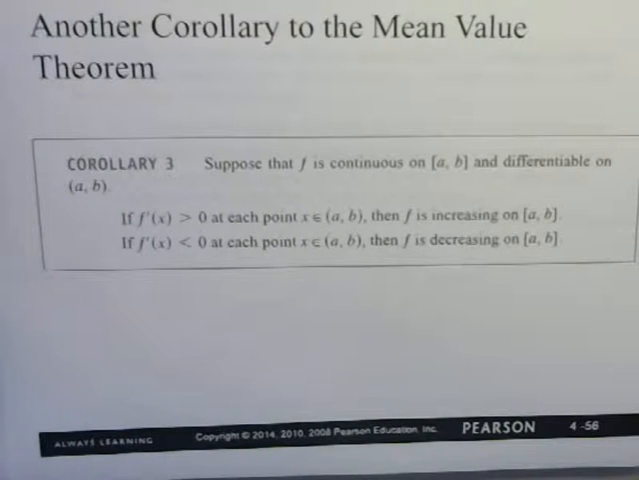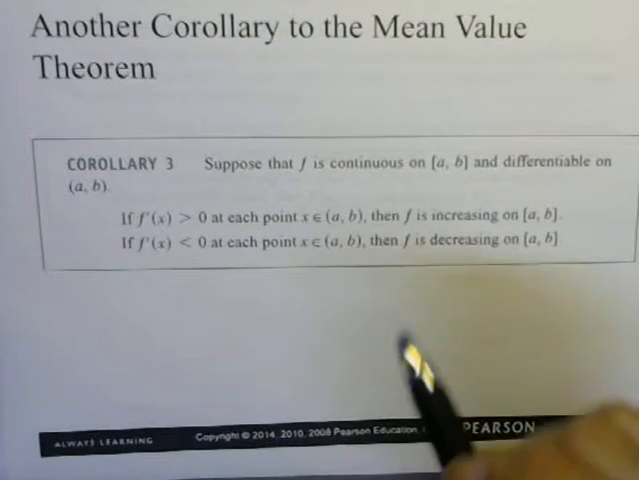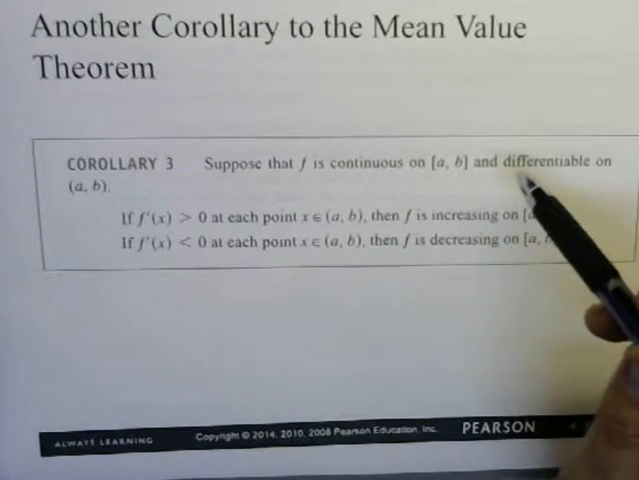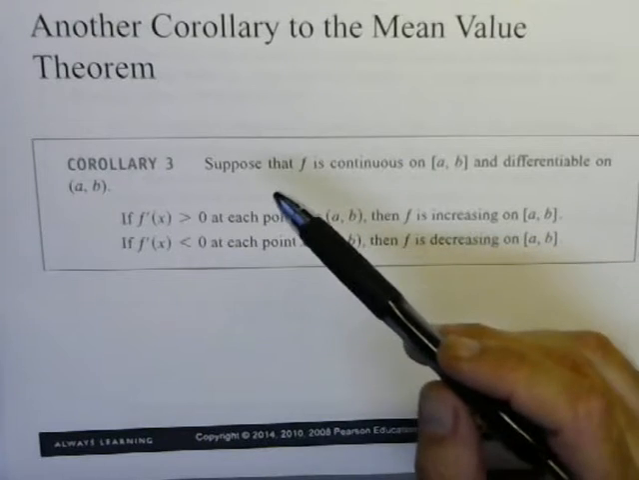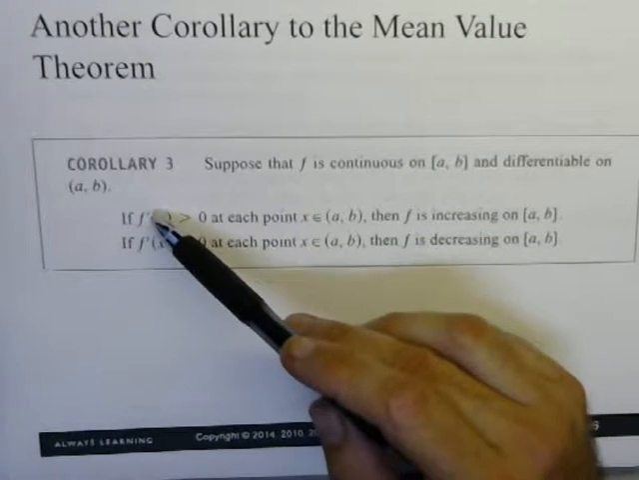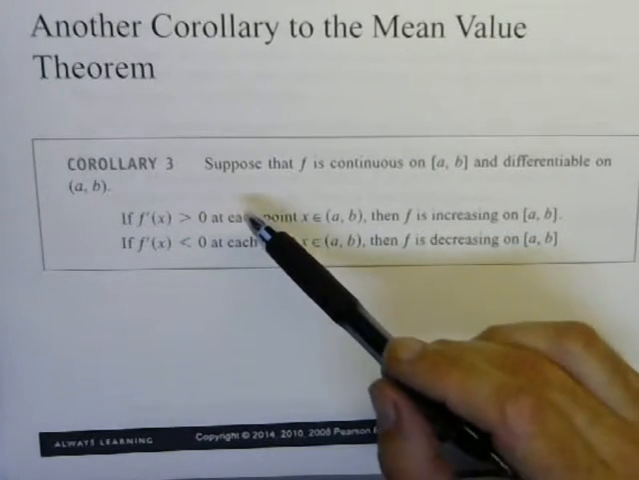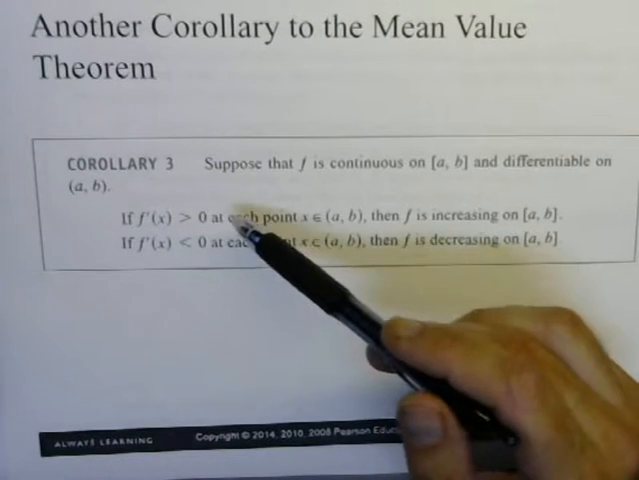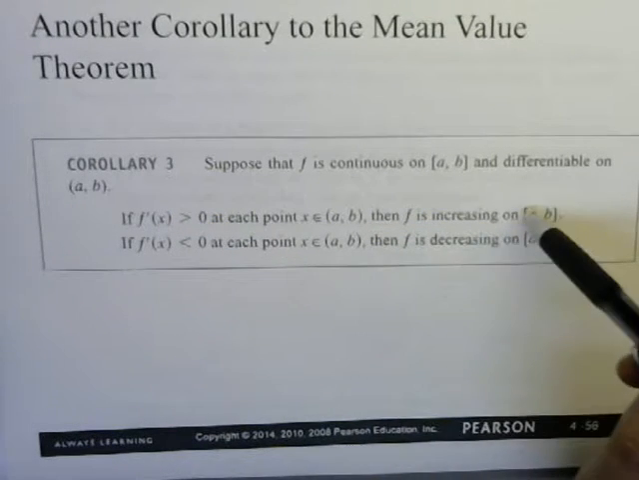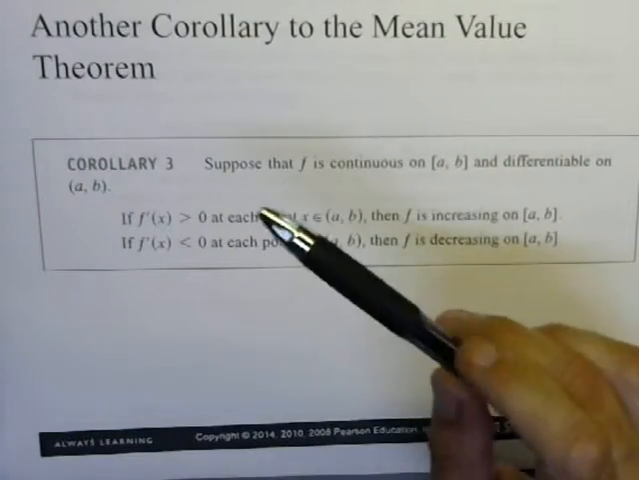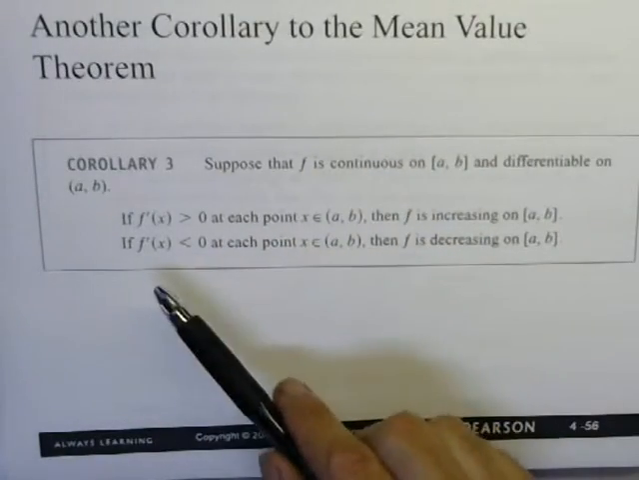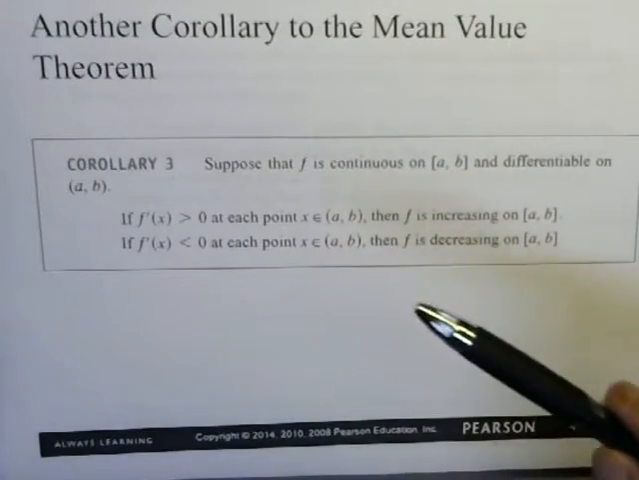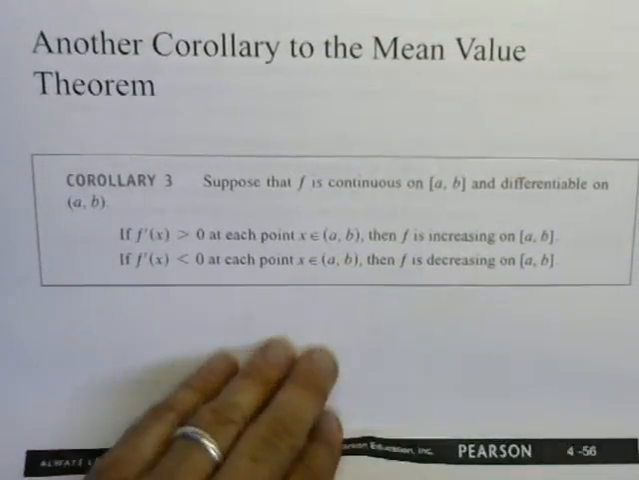Here's another corollary to the mean value theorem. Suppose that f is continuous on some closed interval, and you can find the derivative everywhere in the open interval containing the endpoints. Then if the derivative of the function is greater than 0, so the slope is positive at each point, then f is always increasing on [a, b]. That makes sense: if the slope is always positive, it should always be increasing. If the derivative is negative, it should always be decreasing.